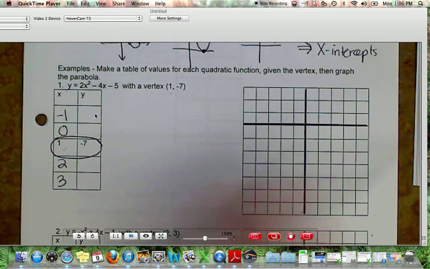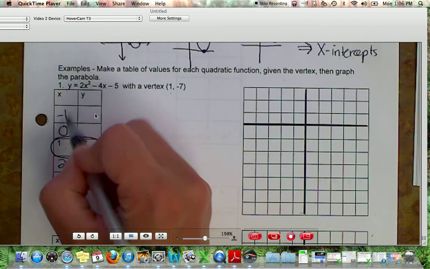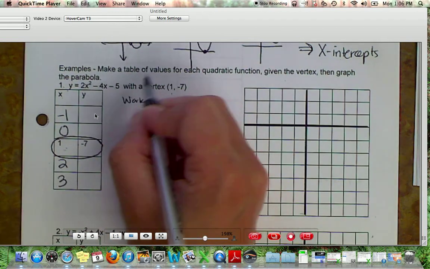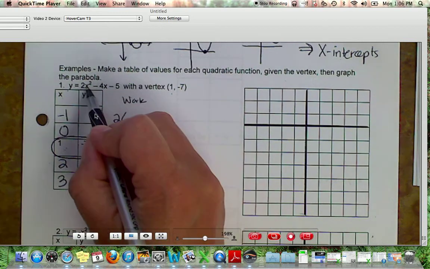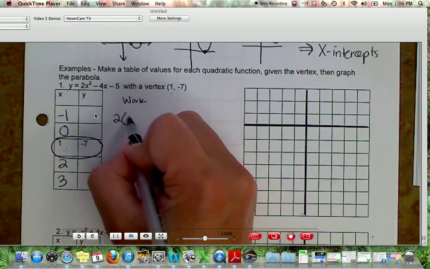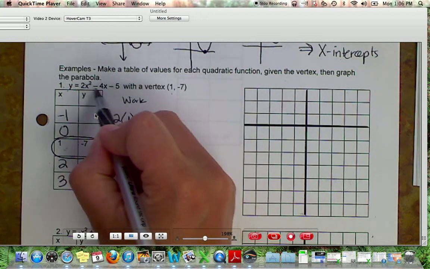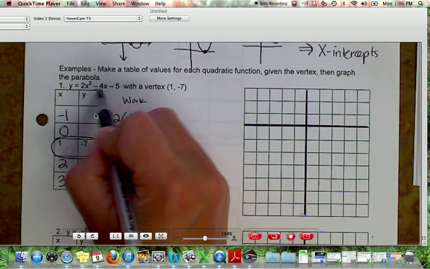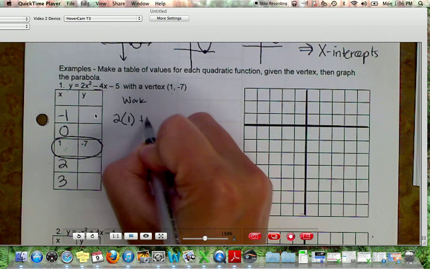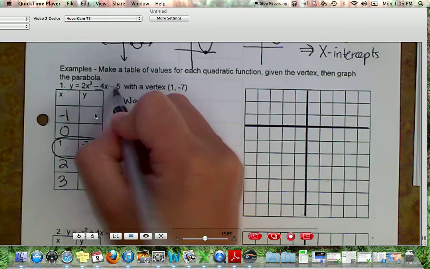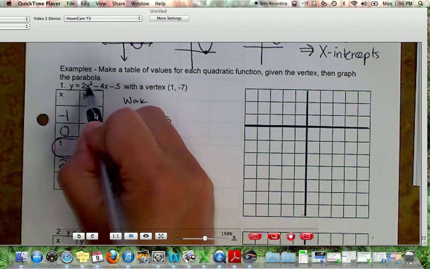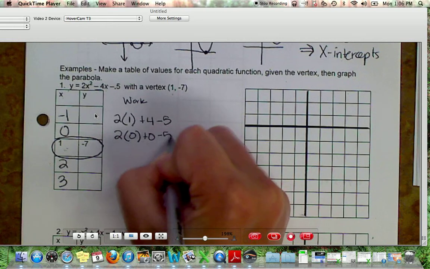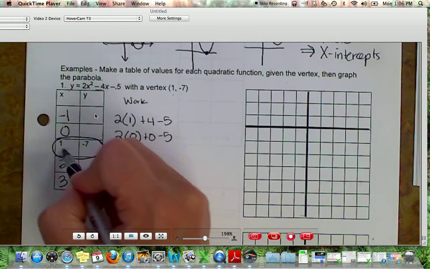Then, as with tables we've always done, we're just taking each x value and plugging it into this equation, and you have to show one step of work here. So x squared would be -1 squared, which gives me 1. Then I want to do -4 times -1. It says -4x, so if I treat this as -4 and multiply by -1, I get +4, and it's always going to be -5 because there's no variable in there. Then 2 times 0 squared is 0, -4 times 0 is nothing, -5. We already did the vertex, so we don't need to do it.